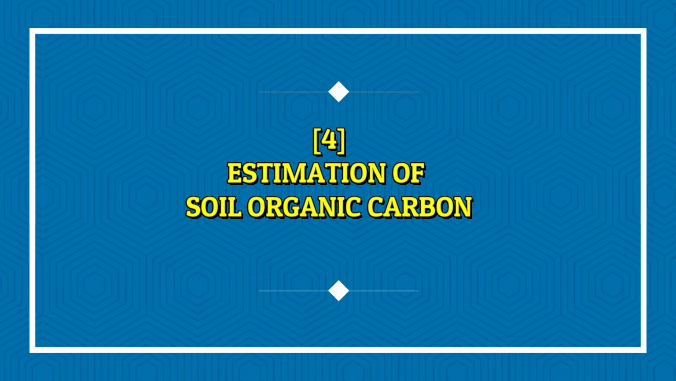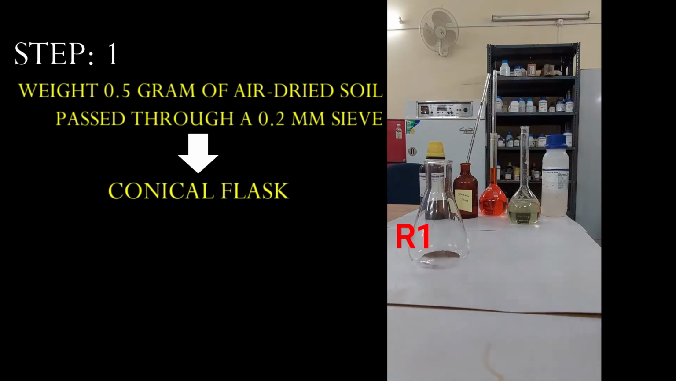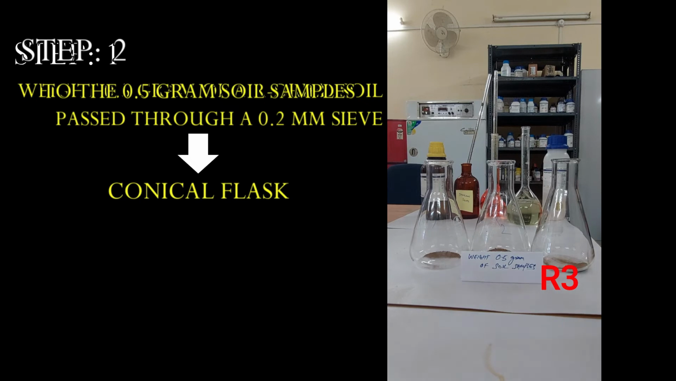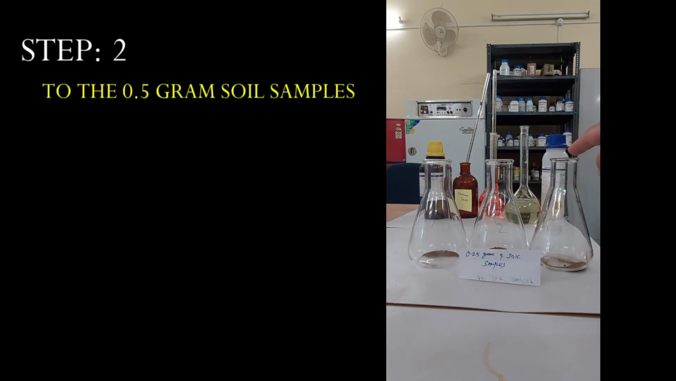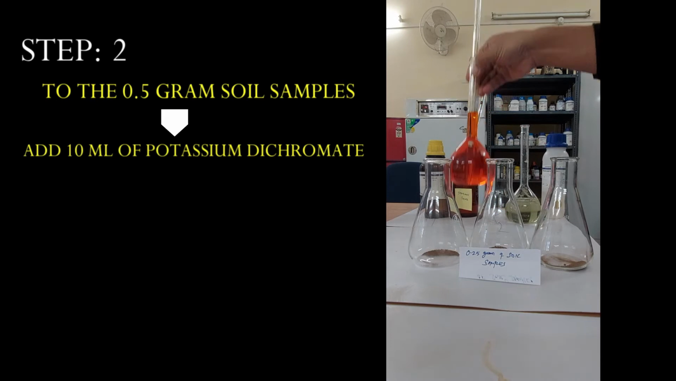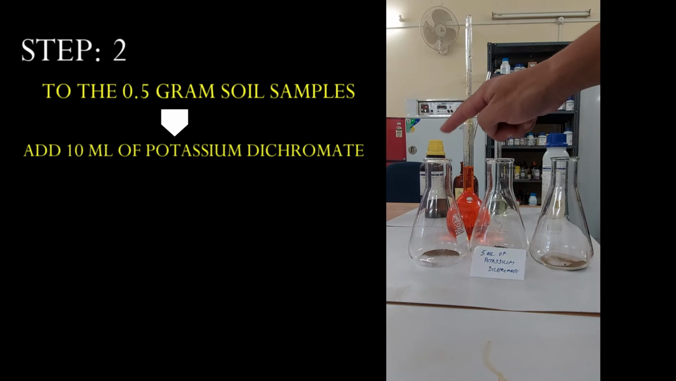So first of all, weigh 0.5 gram of air-dried soil which has been passed through a 0.2 mm sieve. We'll have 3 replicates, and then to each of the replicates containing 0.5 gram of soil sample, add 10 ml of potassium dichromate.